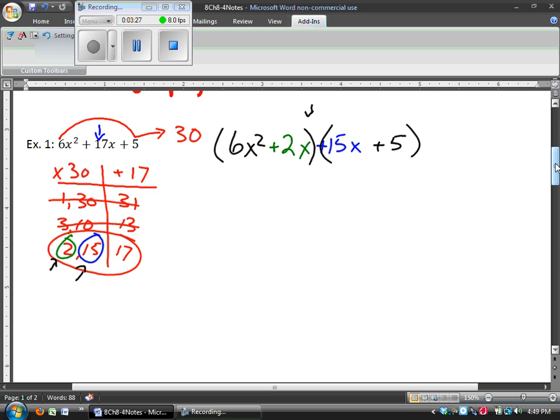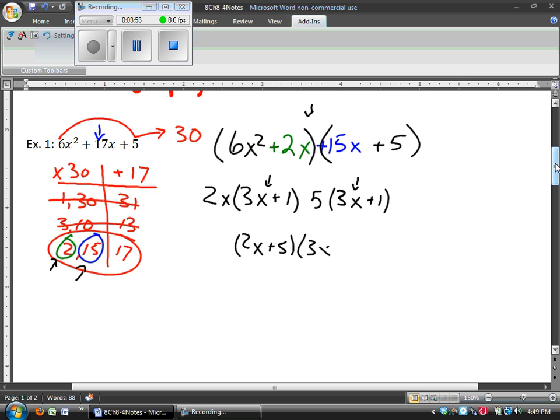So I group them. I notice I can pull a 2 and an x out of this first term. So I do that. 6 divided by 2 is 3. I pulled out one of the x's. 2x divided by 2x is 1. I notice I can pull a 5 out of the second term, and I end up with 3x plus 1. These match. Always check that. And I end up with 2x plus 5 times 3x plus 1.